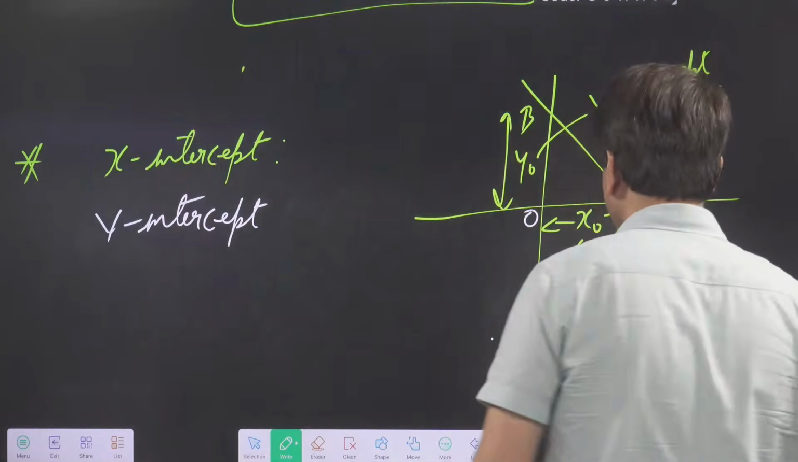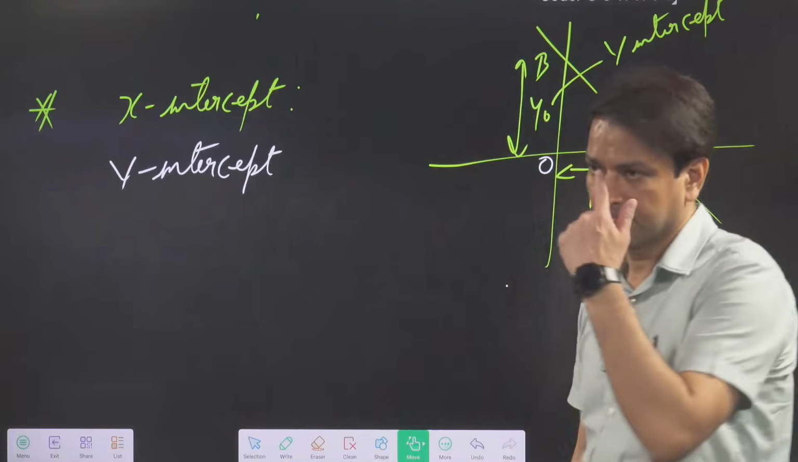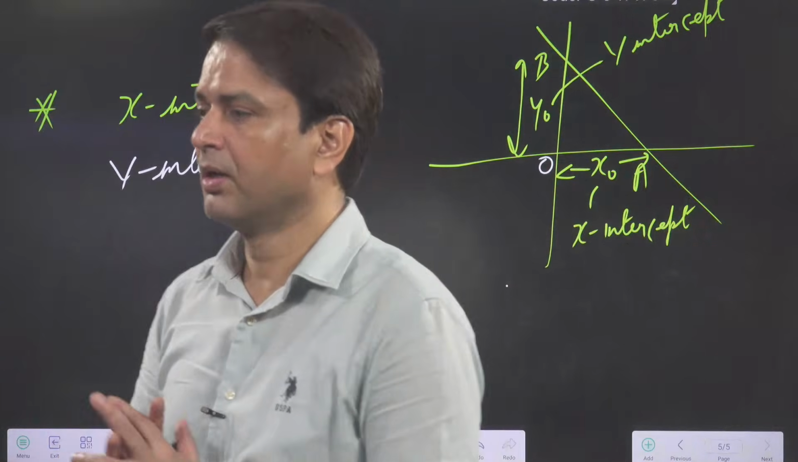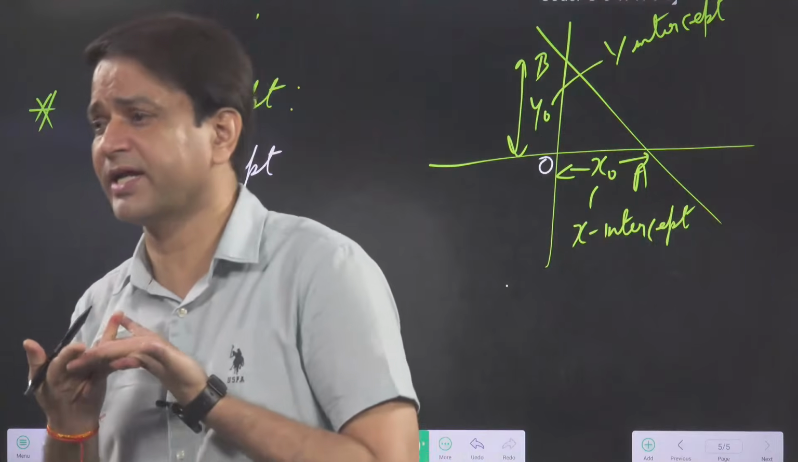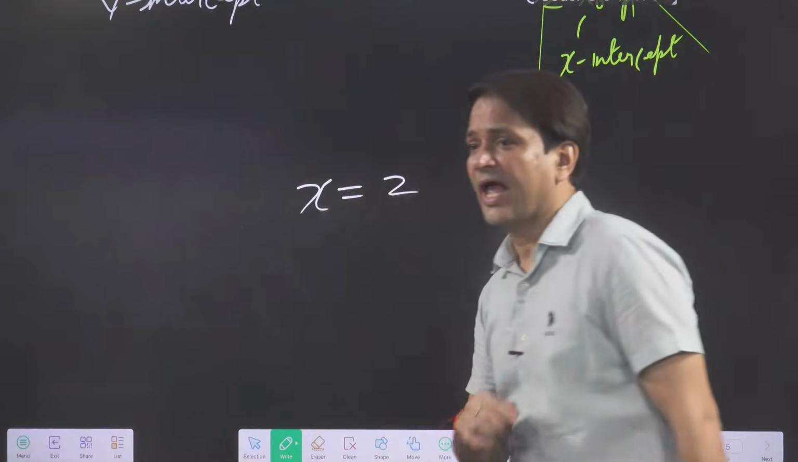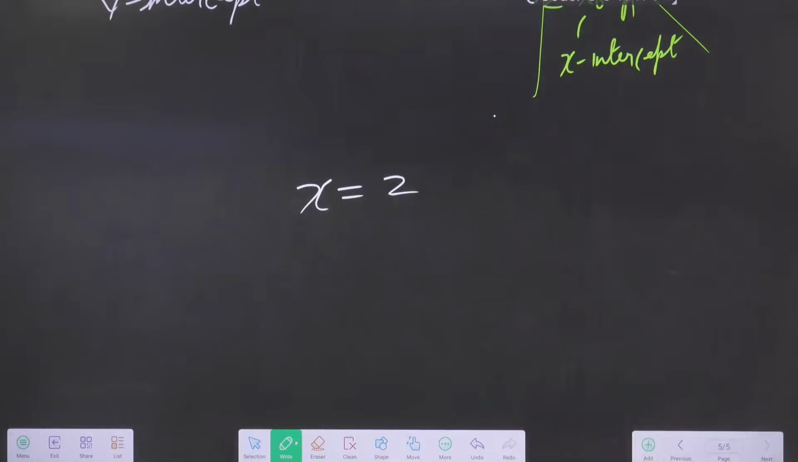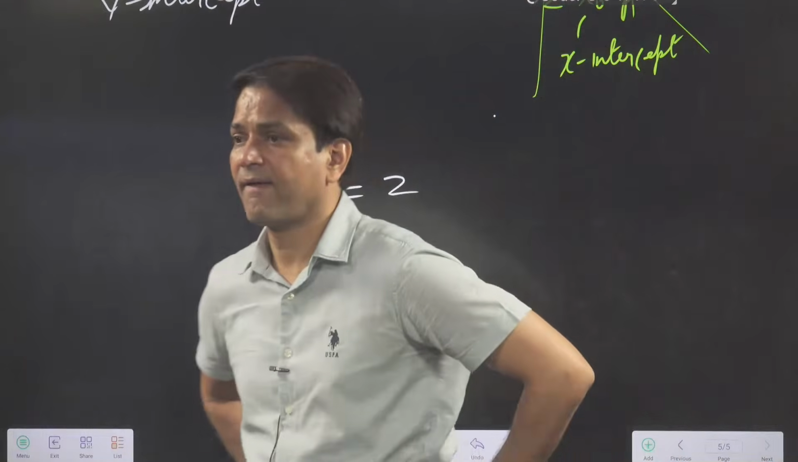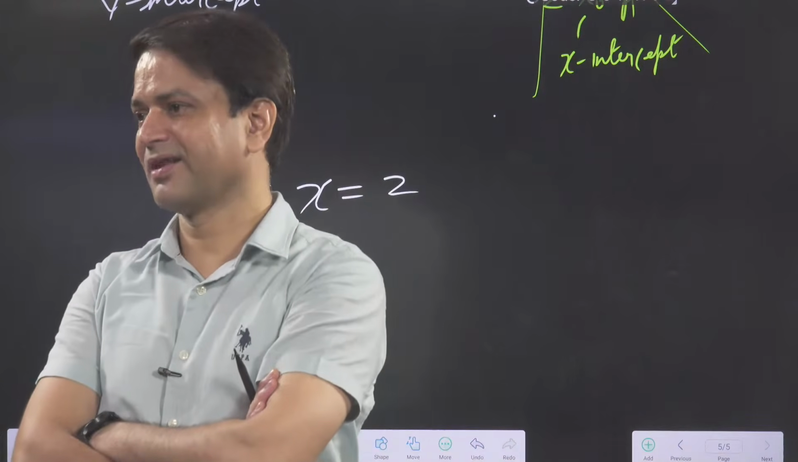Tell fast. X-intercept, y-intercept, understood? Up to this okay? Okay, now how to find the x-intercept? Who will say one thing? Suppose I am saying x is equal to 2. Is x is equal to 2 a point or a line? It is a point. Okay, line.